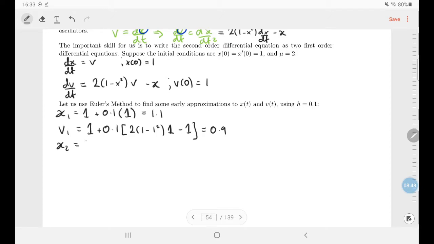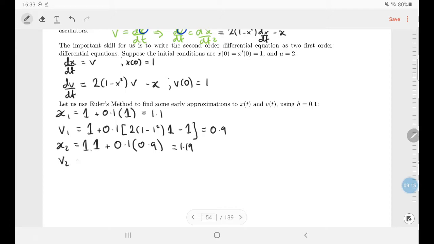So the next x value is the previous x value, which is 1.1, plus the step size, which is 0.1, times the previous v, which is 0.9. Here you can see that the velocity is decreasing, and so it doesn't quite move as far away. This time it doesn't go a distance of 0.1, so you just get 1.19.